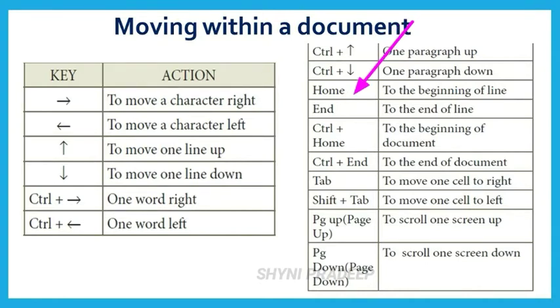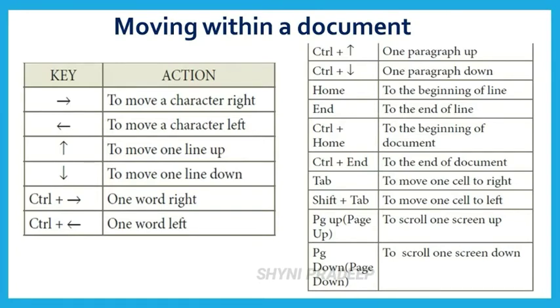If you want to go to the beginning of the line, you have to press home key, and if you want to go to the end of the line, you have to press end key. If you want to go to the beginning of the document, you have to press control plus home keys. If you want to go to the end of the document, you have to press control plus end keys. If you want to move one cell to the right, you have to press tab key. And if you want to move one cell to the left, you have to press shift plus tab keys. To scroll one screen up, you have to press page up key. And if you want to scroll one screen down, you have to press page down key. Okay. These are the keyboard shortcuts for moving within a document.